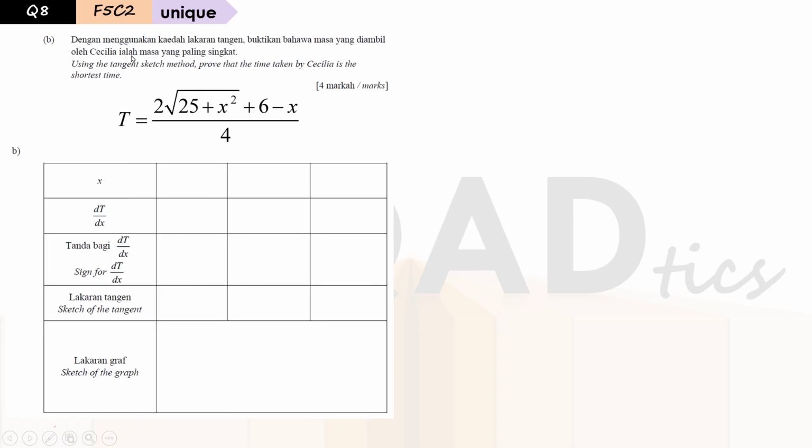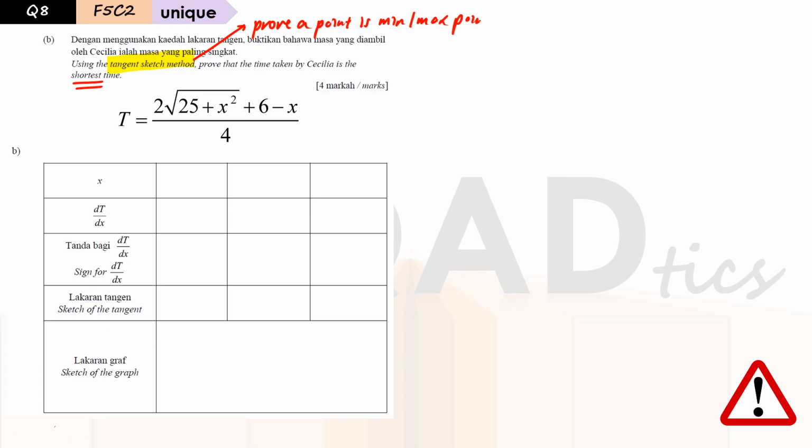For the next part, it says that using the tangent sketching method, prove that the time taken by Cecilia, which is this equation, is the shortest time. Alright, so what is the tangent sketching method? So this one actually helps us to prove whether a point is the minimum point or the maximum point.